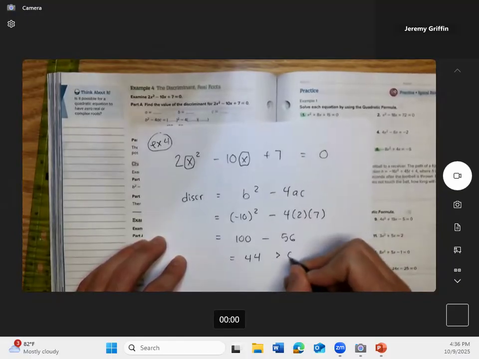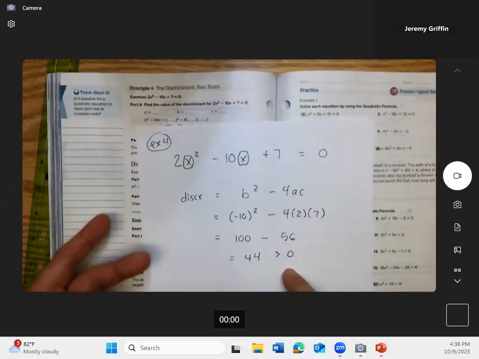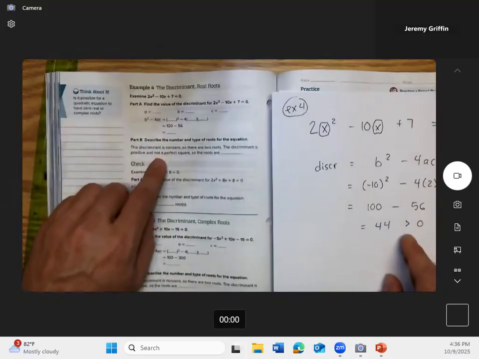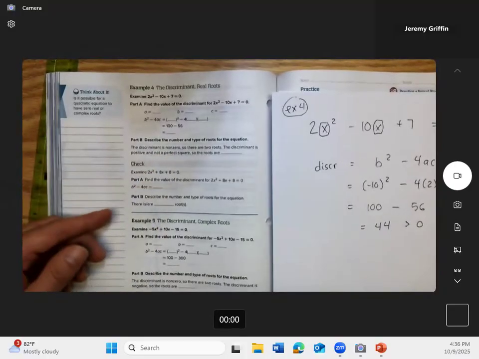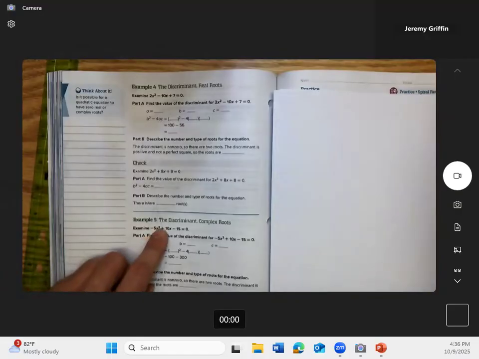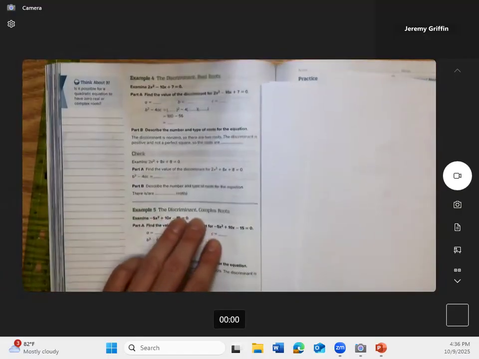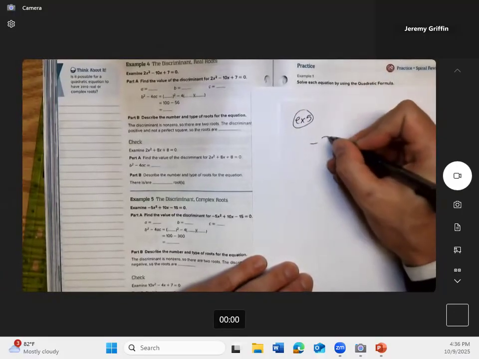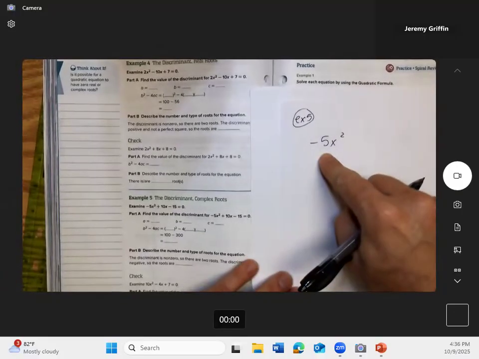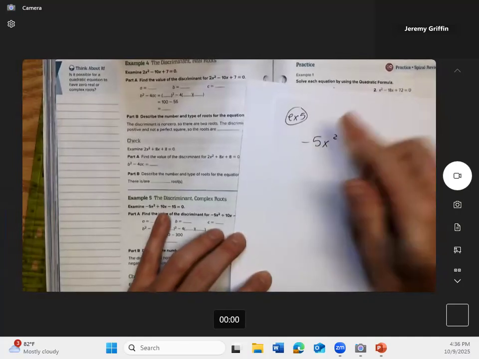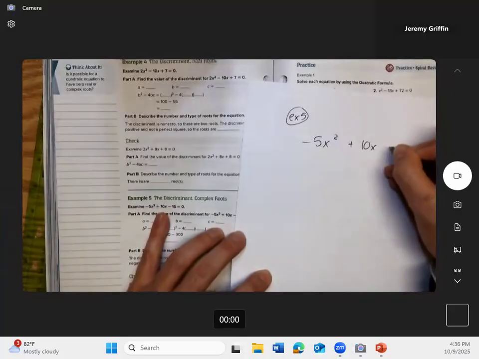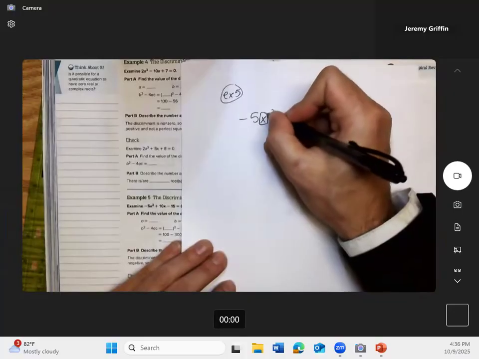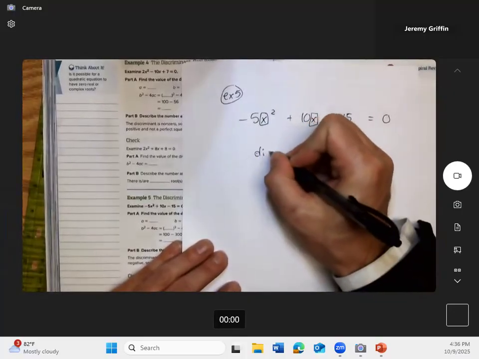So I'll say greater than 0. Positive, which means there should be 2 real solutions out of this. Yeah, 100 minus 56. Okay, so it has 2 real roots. Example 5 says discriminant complex roots. So this one should be imaginary. Let's see if it comes out that way. Example 5. So we've got negative 5x squared. If I graph this, I'll get an upside down parabola just from that alone. Plus 10x minus 15, and then equals 0 to see where we cross the x-axis. Solve for x. Again, just the discriminant bit.